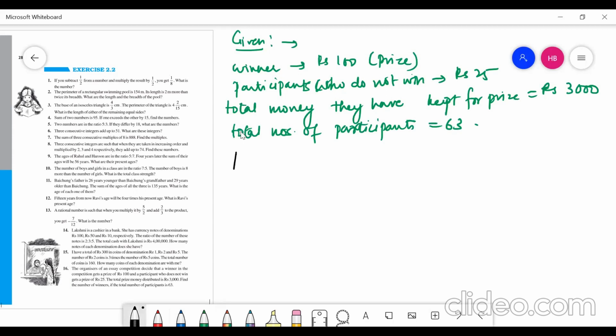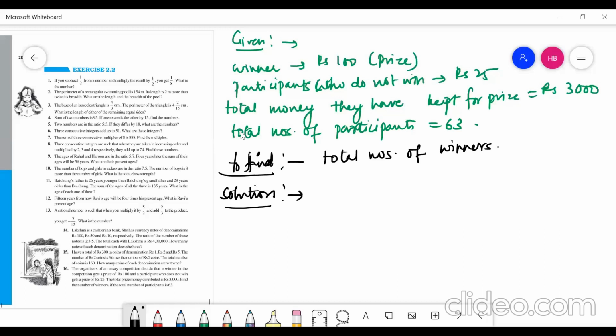Now let's see what we need to find. What we need to find is basically the total number of winners. So, in the solution, you already know what I always say: whatever you have to find, let that thing be x. So let x be the total number of winners.